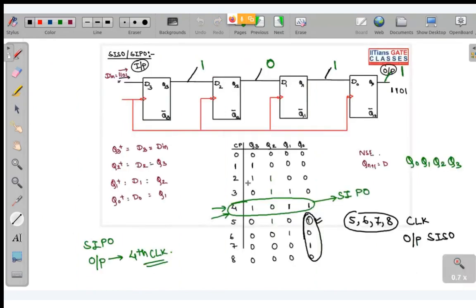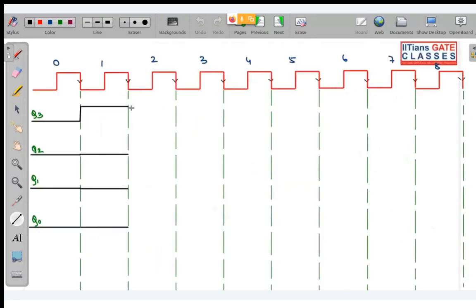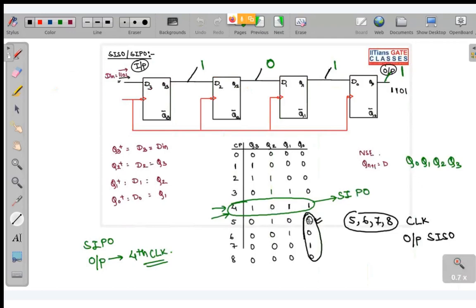In the second clock pulse, Q3 and Q2 are both 1. So this will stay at 1, Q2 will jump to 1, and the remaining are 0. So you can complete the diagram on your own using this table.